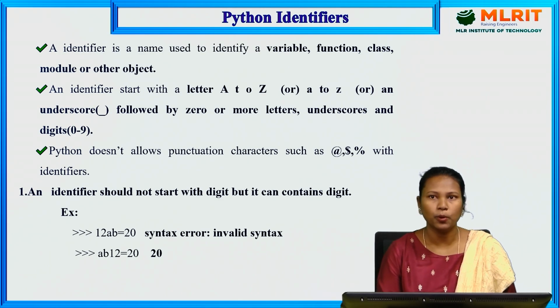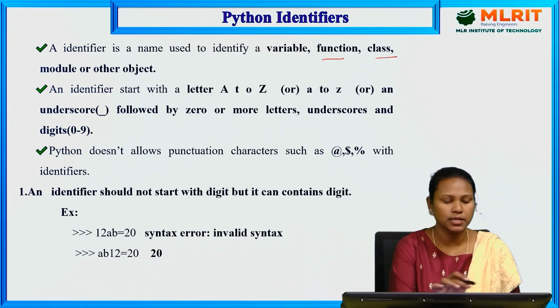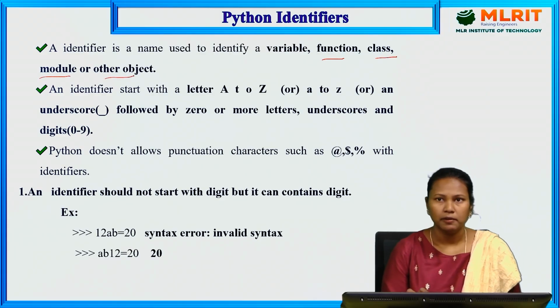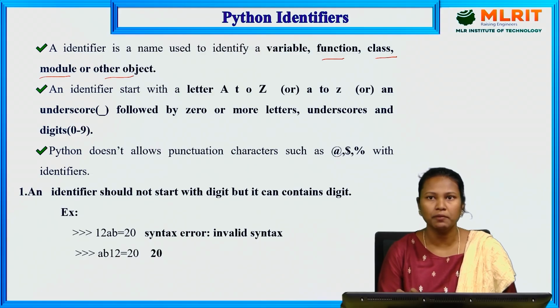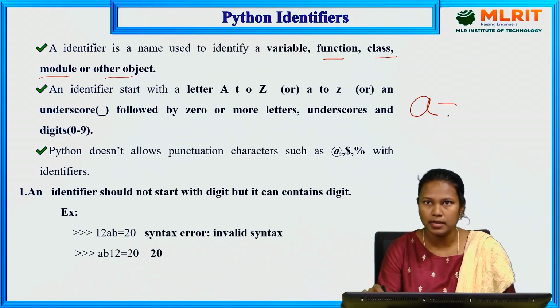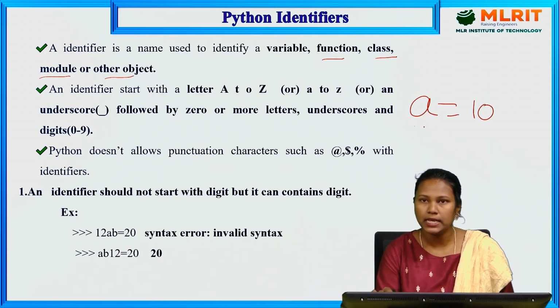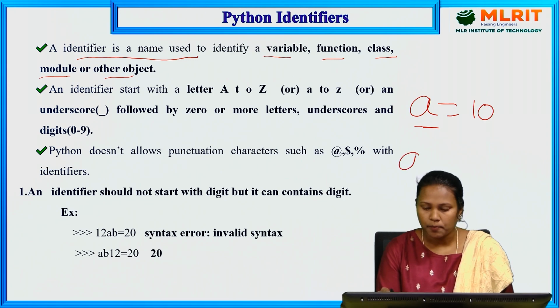So we'll go to what is an identifier, the Python identifier. An identifier is a name given to a particular variable or a function or a class or a module or other object. In any programming language, we need to store values. So if you want to store a value, we have to use an identifier. For example, A is equal to 10. A is an identifier.